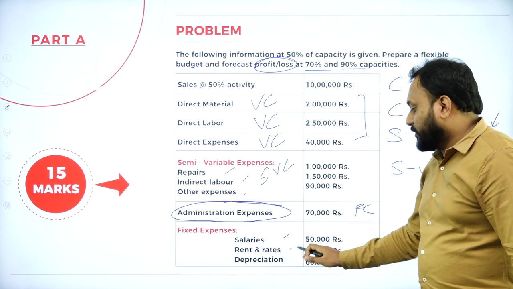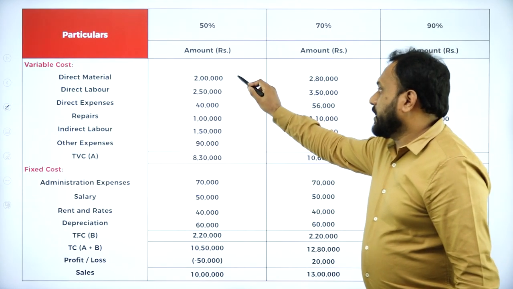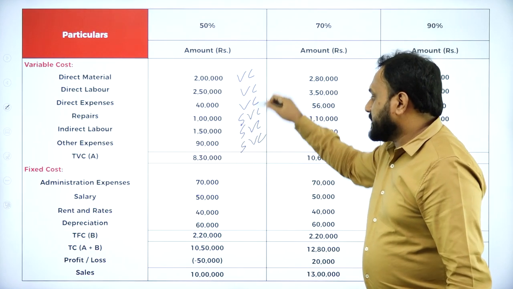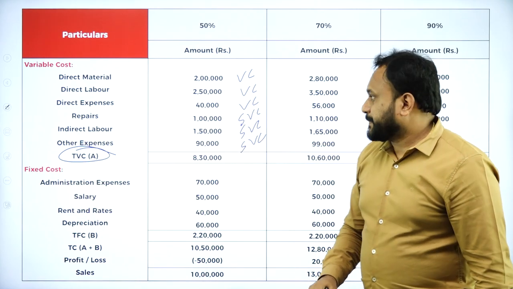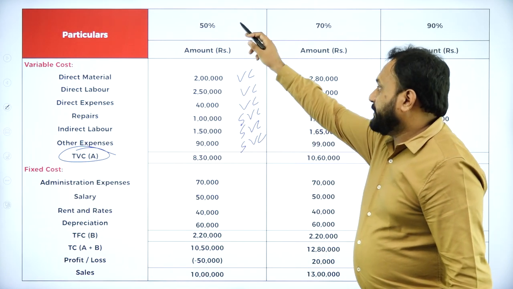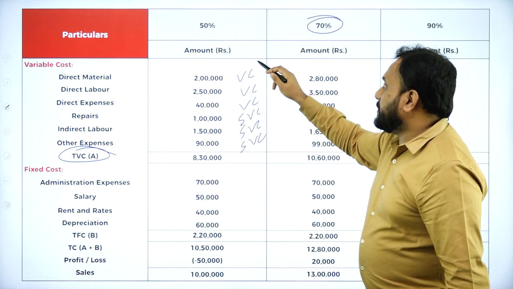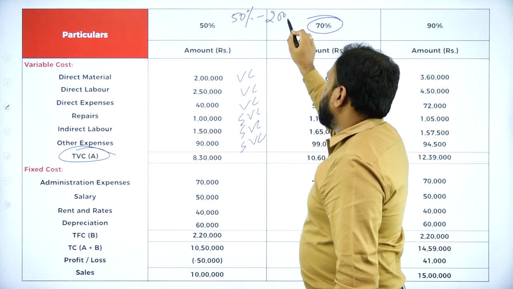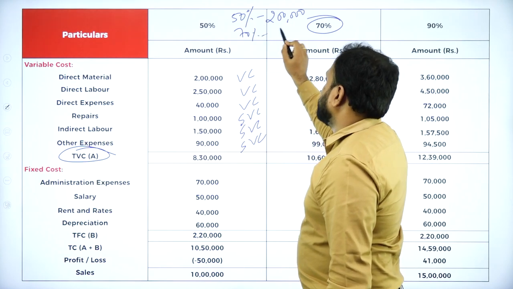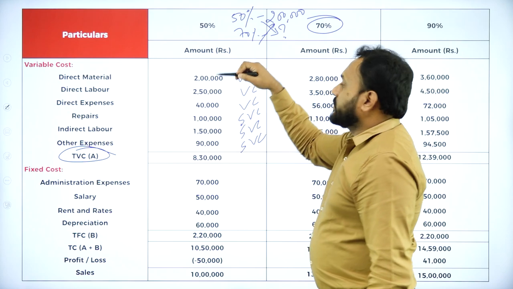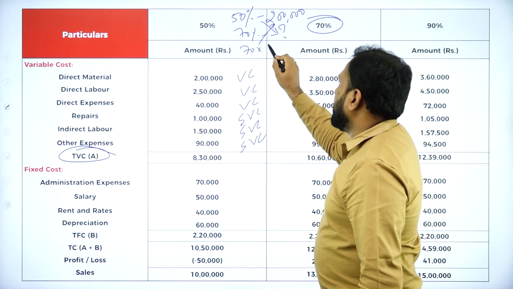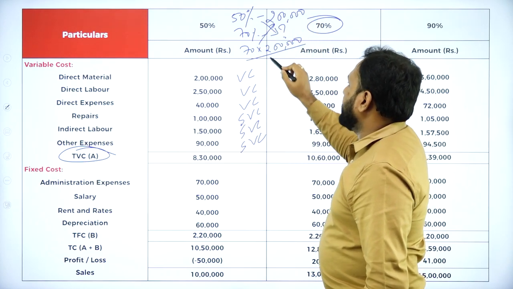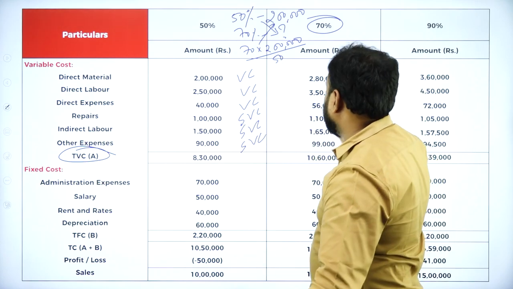Now, fixed expenses, there are three: 1, 2, 3. So what we have done here is take all the variable costs and the semi-variable costs, added them, and got the total variable cost. For 50%, the amount is 2 lakh rupees. For 70%, how much? Question mark. The combination is like this: 70 into 2 lakh divided by 50. If you do that, you will get 2,80,000.